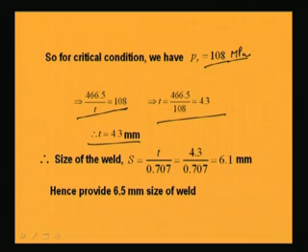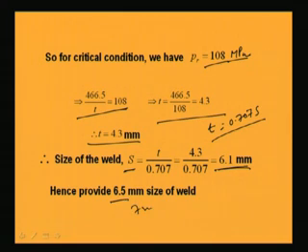Now the size of weld is nothing but T by 0.707, because T is equal to 0.707 into S, which we generally use. So the size of weld is coming 6.1 millimeter. That is why we can provide 6.5 millimeter size of weld or 7 millimeter size of weld, whatever the designer will choose. So in this way we can find out the size of weld.